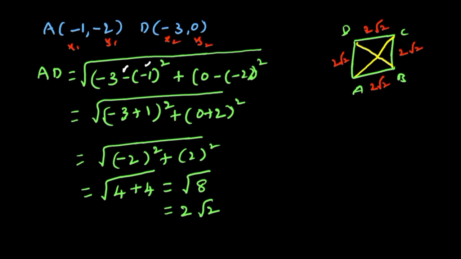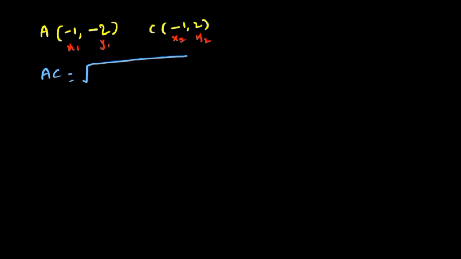So we should find the diagonal, that is AC length. What is A here? This is minus 1 comma minus 2, and C is minus 1 comma 2. So this is x1, y1 and x2, y2. So AC distance is equal to root of x2 minus x1, this is minus 1 minus x1, that is minus 1 whole square, plus y2 minus y1, this is 2 minus of minus 2 whole square.